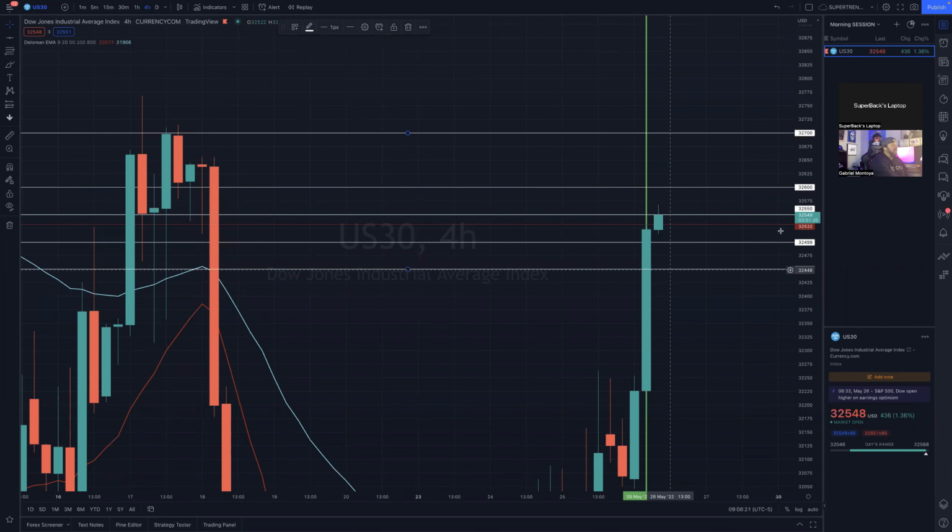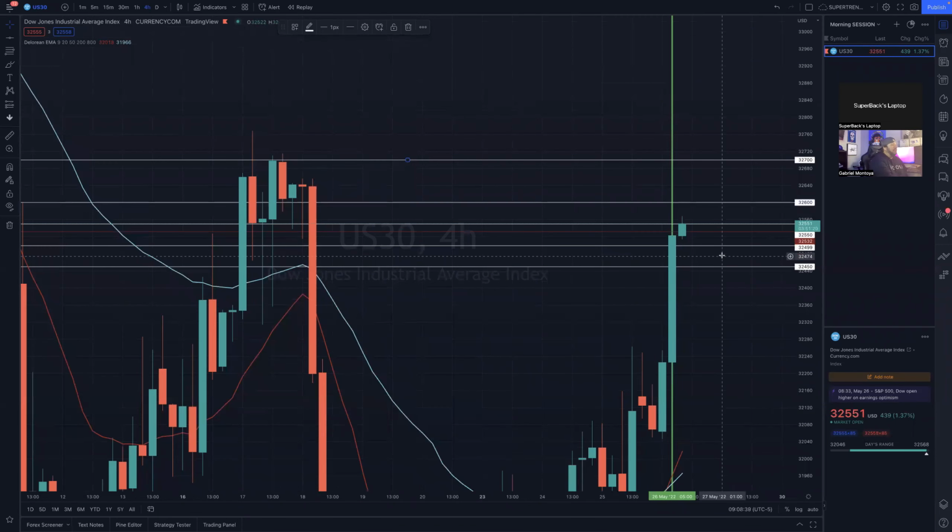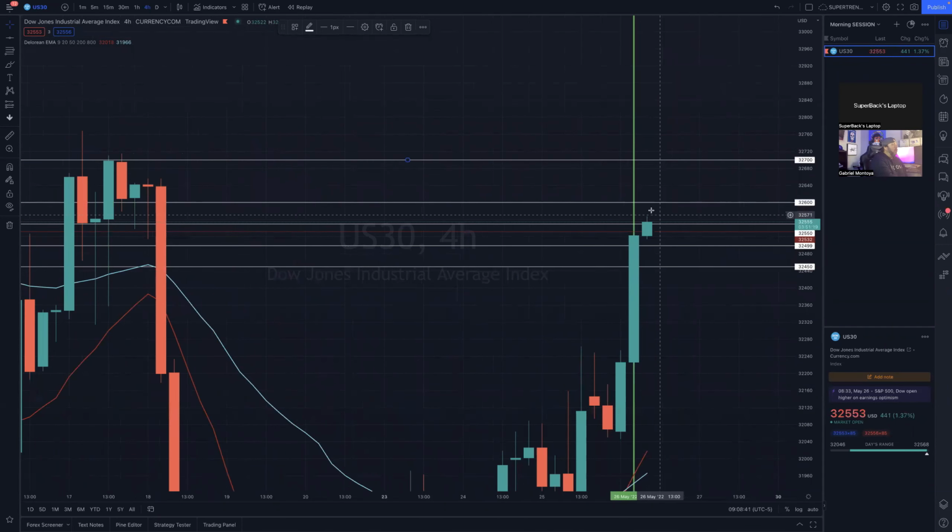Again, if she's going to correct this whole thing, this would be a zone. This would be a break of structure. If she breaks this structure here, then we're most likely going to continue to climb. But at the end of the day, we're not worried about that right now. I'm just looking at what positions I could possibly get. 32,600, I believe that we'll get that position.